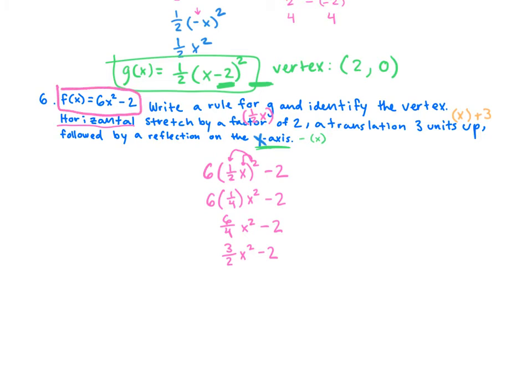So now we can move on to the translation of 3 units up. So we add 3 to the outside. So we have 3/2 x squared minus 2 plus 3, which would be plus 1. So now I applied our translation 3 units up. And then the last thing we have to do is our reflection on the x-axis. So we multiply the outside by a negative. So this would be negative 3/2 x squared plus 1.